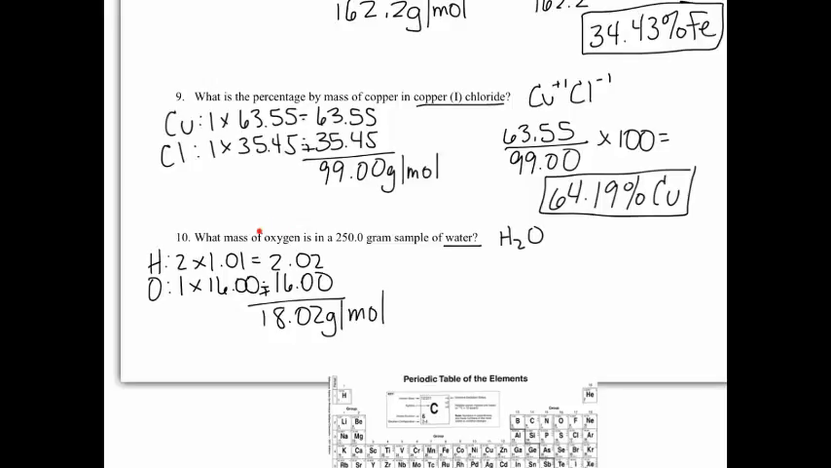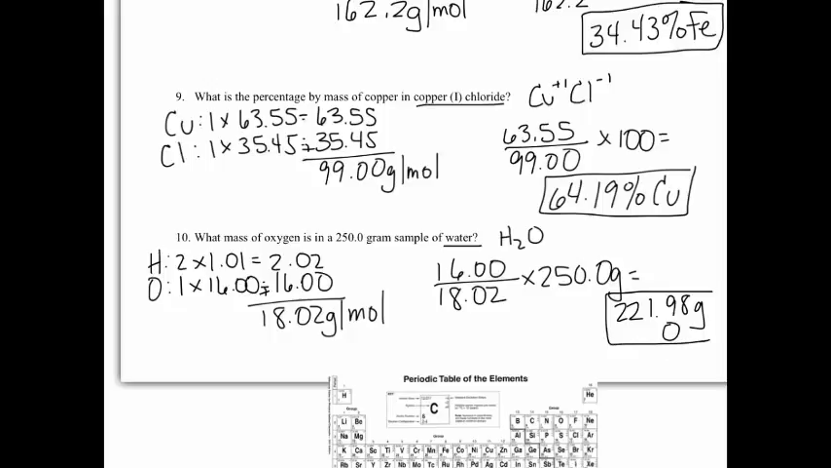They are looking for the oxygen in the water, so the oxygen is the part that goes on top. Then the GFM goes on the bottom. And since we're looking for the mass, instead of multiplying by 100, we're going to multiply by that mass that they gave us. And you end up with 221.98 grams of oxygen in that sample of water. And that makes sense. The majority of the mass comes from the oxygen.